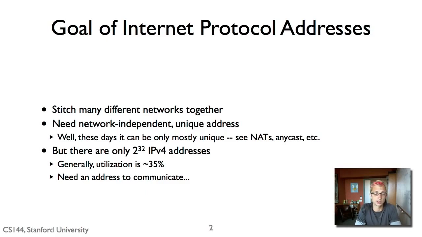In fact, utilization of the IPv4 address space is around 35%, where only 35% of the IPv4 addresses are active at any time. And the challenge here is that if you don't have an IPv4 address, then there isn't a way to communicate with IPv4. You need an IPv4 address to have IPv4 communication. The other side needs an address to send an IP packet to.